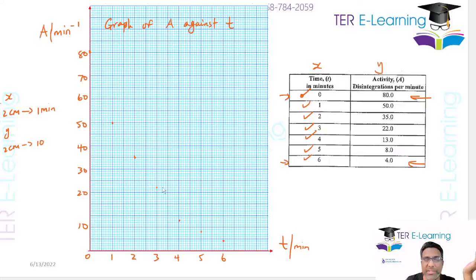right? And all I need to do now is to draw a smooth curve that kind of passes through them, right? That's what we need to do. So this was pretty straightforward. If you had done the June 2015 paper, basically, it's the exact same question. They just change up the numbers.